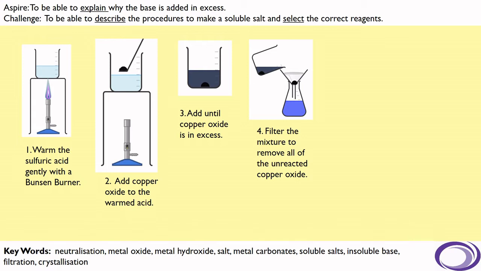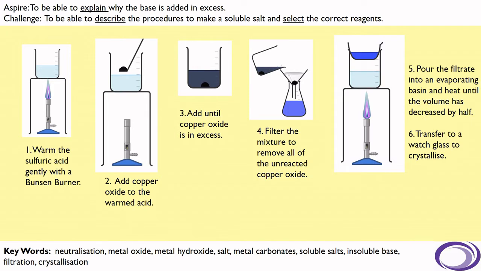Then we'll filter that mixture, and what that does is it removes any unreacted copper oxide, which means we are left with copper sulfate solution. And to get that to become a salt, we'll pour that filtrate into an evaporating basin and heat it on a water bath, at least until the volume of liquid has decreased by half. Then we can transfer that to a watch glass and leave it to crystallise.